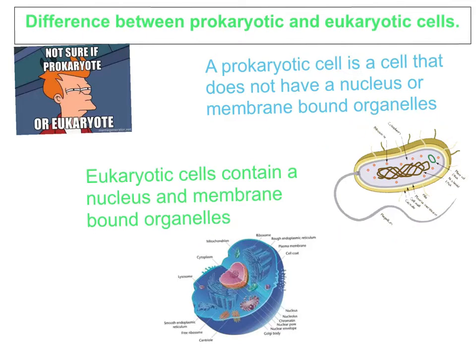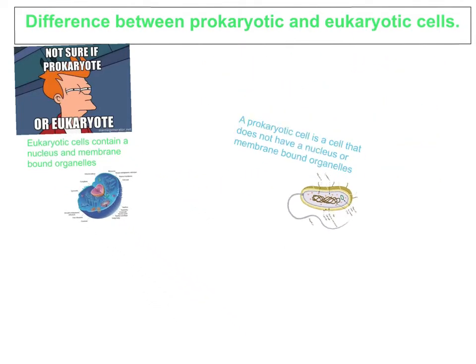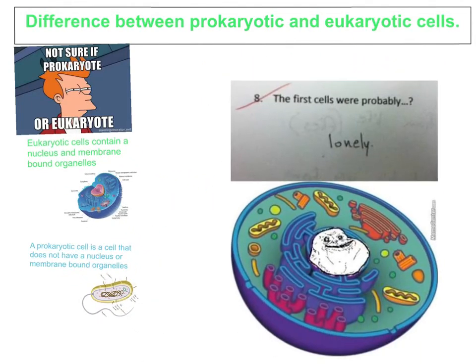Which one looks simpler? Hopefully you're answering the prokaryotic. There's not as many bits inside it. It doesn't have all of these organelles that the eukaryotic cell has. So they're very, very simple cells. You can think of prokaryotic as being like primitive. It's a very primitive type of cell. So what does that mean in terms of biology? Well, let me show you.